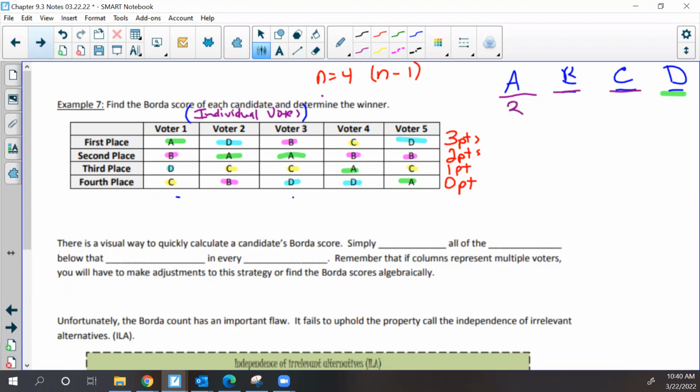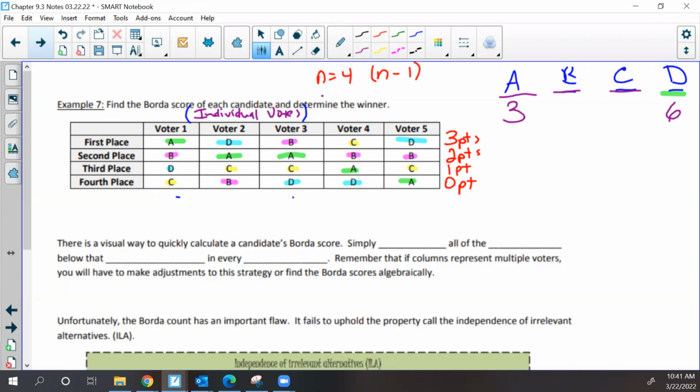1 times 3, well, they get 3 points under their name. I go to the next one. Well, candidate D has 1 first place vote by voter 2, but also has a first place vote from voter 5. So 2 first place votes for candidate D. So 2 times 3 is 6 points. So I put that score underneath their name. And now I go to the next one.